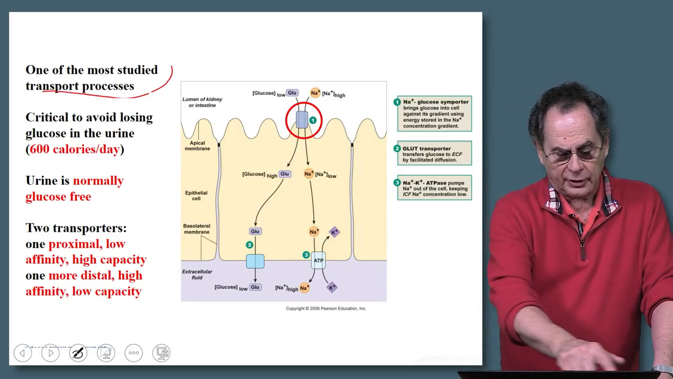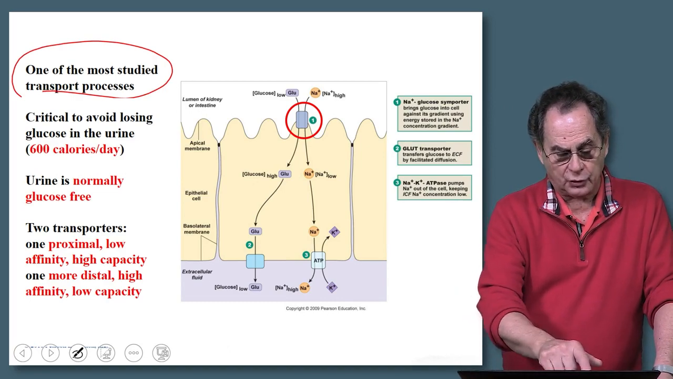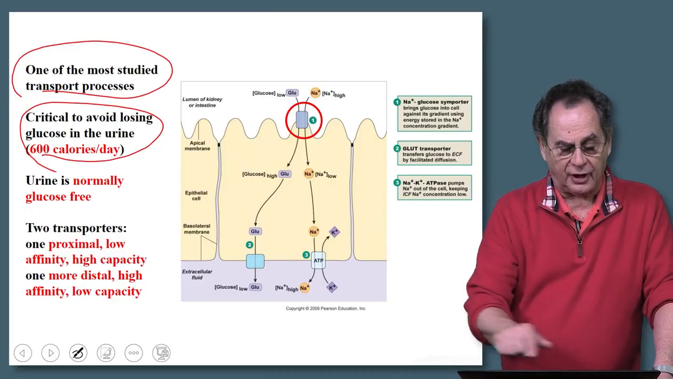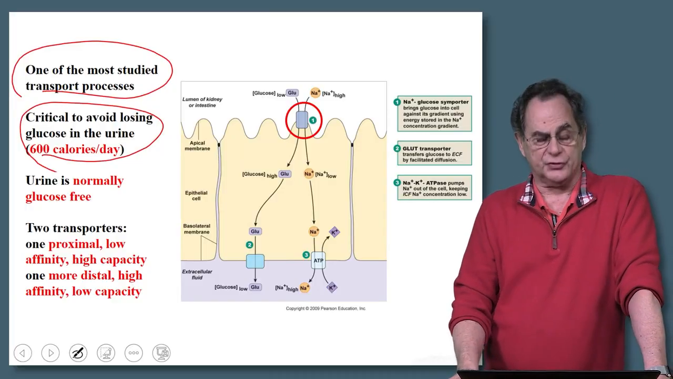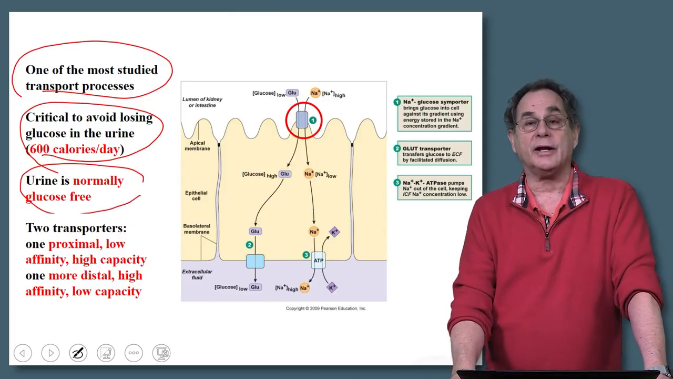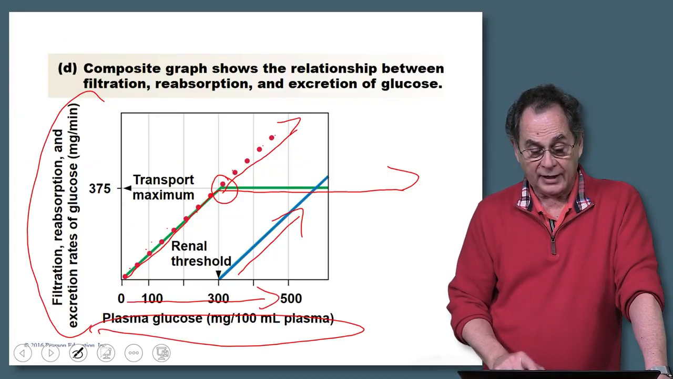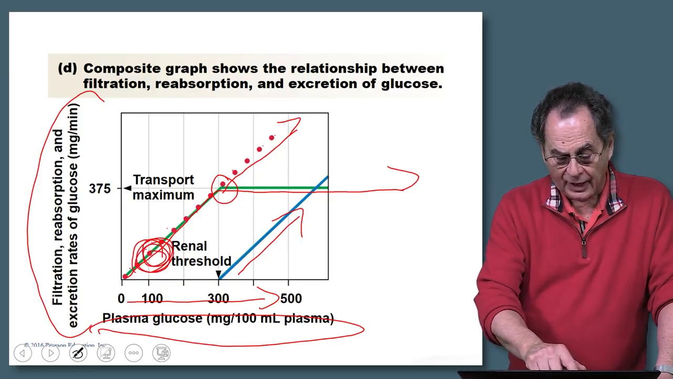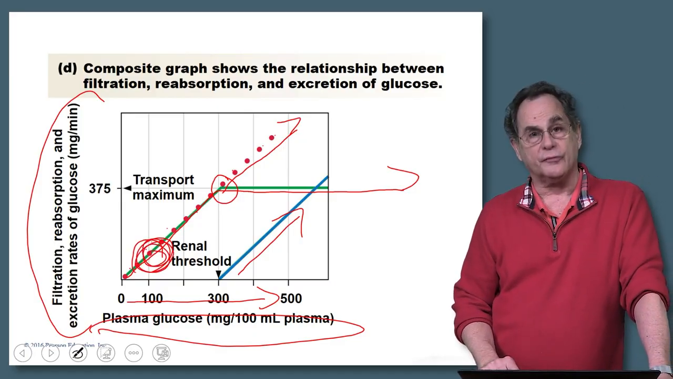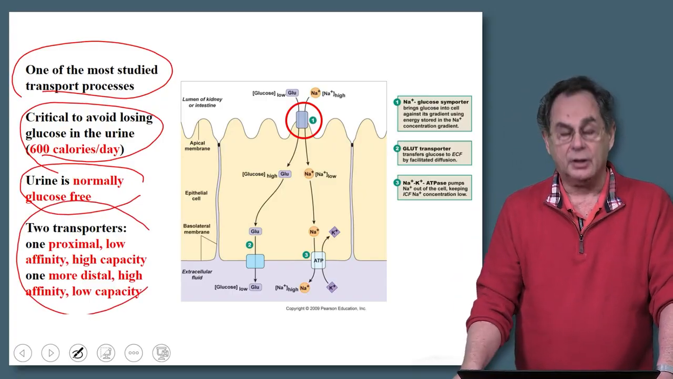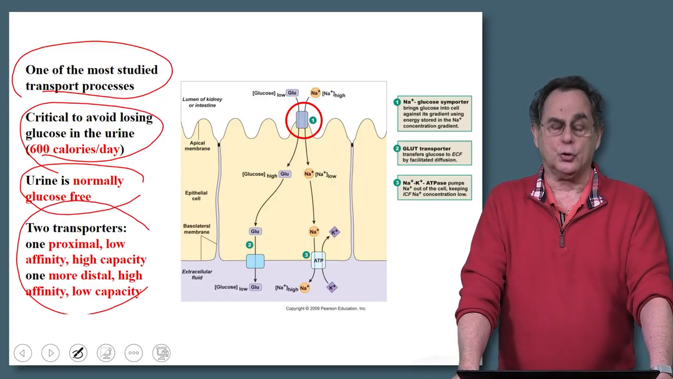So, critically, these sodium glucose cotransporters save you and me from entering an environment in which we'd have to find an extra 600 calories a day. The urine is normally glucose free. Why? Because the normal glucose concentration is down here, and that allows the kidney to reabsorb all the filtered load of glucose. There are two sodium glucose transporters.